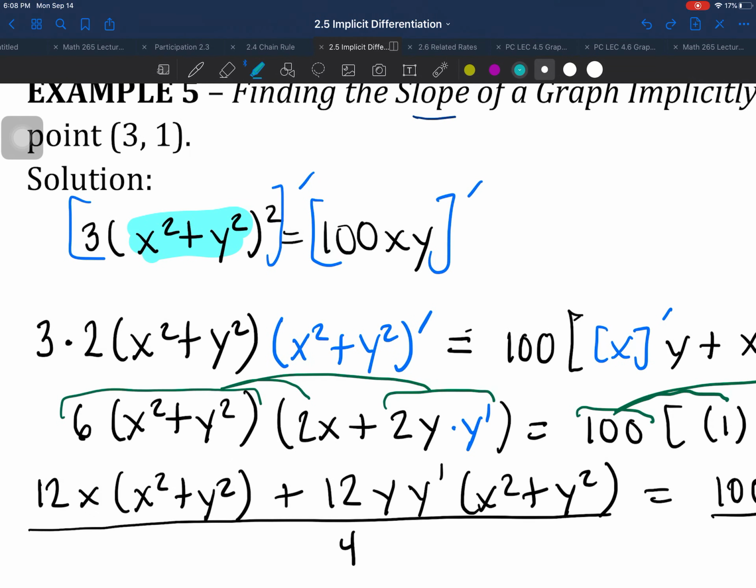But what about the right side? On the right side, we actually have a product of two functions. x is a function of x, and y is a function that we don't know what it represents, right? It's in terms of x. We know that this is a product, so we're going to have to use the product rule.